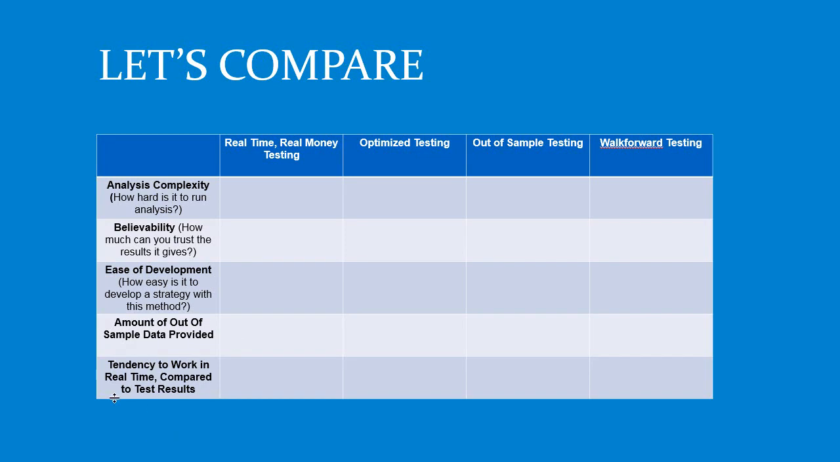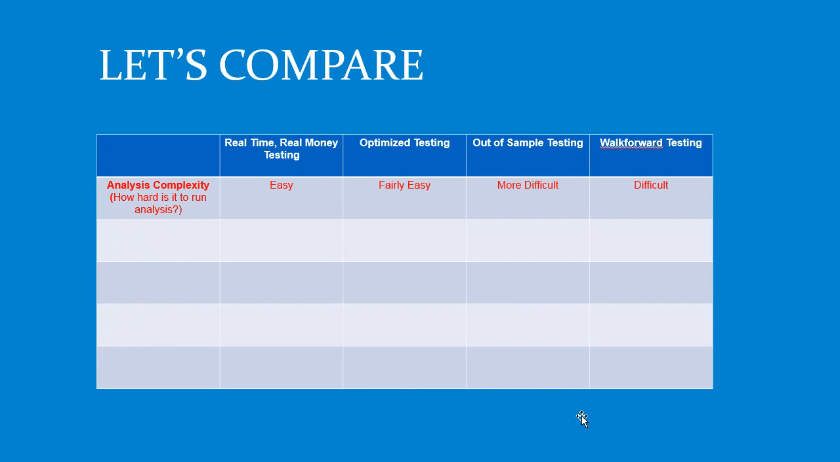And then, what's the tendency of the method to work in real time? Meaning, you have certain test results. How likely is it that those test results, whether it's profit per month or whatever, are going to continue on? Because that's what you want, right? If you're testing a strategy that says over your test period that you will get $1,000 per month profit, you don't want to go live and it turns out it's only $100 per month profit, right? Because it's a lot worse than you'd expected.